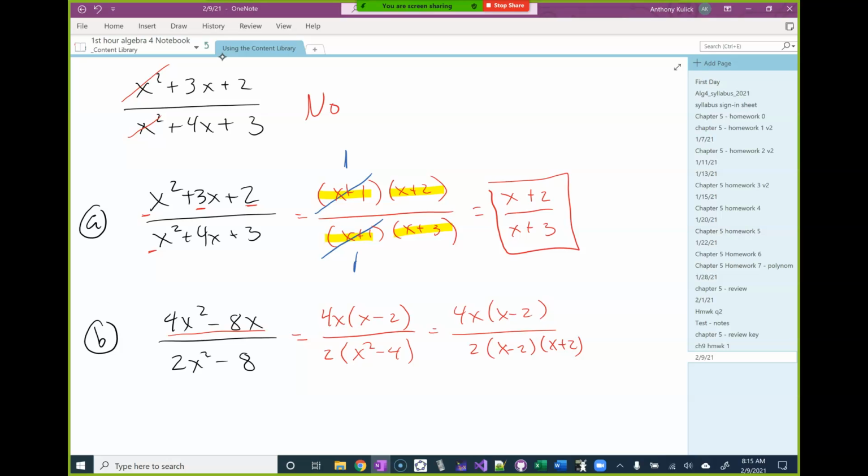So we're looking for things that we can cross out now. Yes. Very good. So Grace says that x minus 2's are the same. Let's get rid of those. Is there anything else?